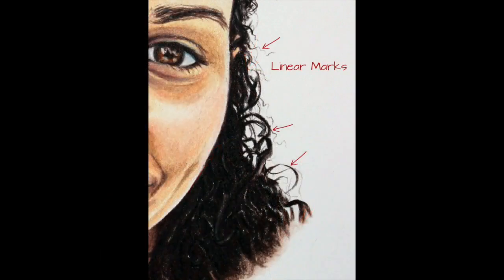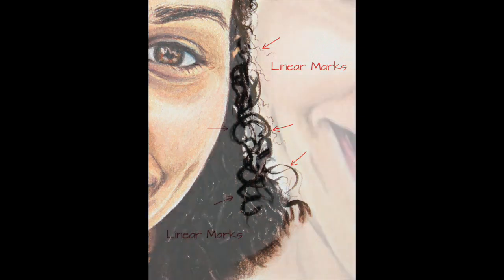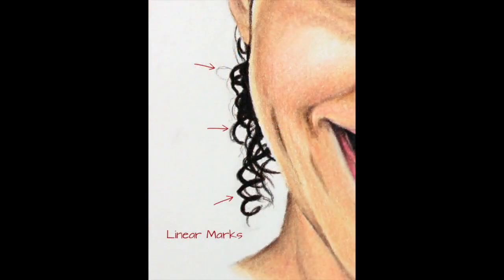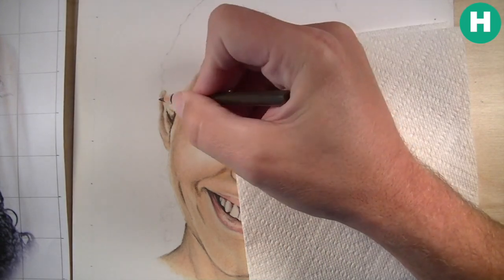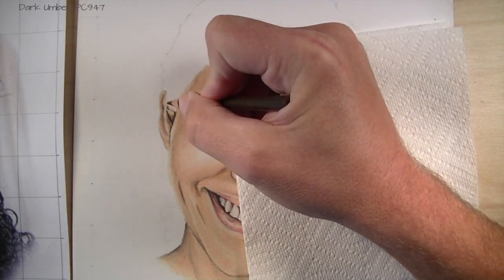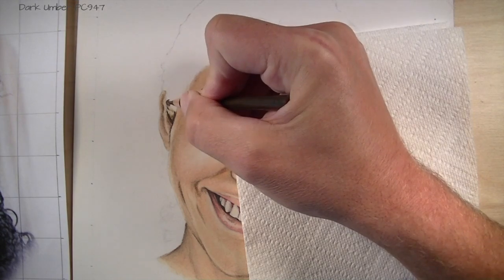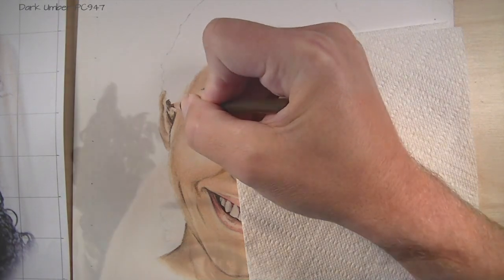We'll also consider linear marks that will be made throughout the body of the hair, but also around the edges of the shape of the hair. Lines created within the body of the hair will be subtle, while lines made around the shape of the hair will be more defined. We'll start by defining the shape using dark umber with a heavy application. We'll be sure to leave spaces for highlights.